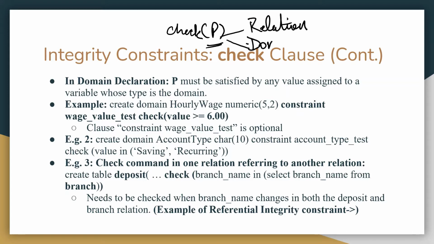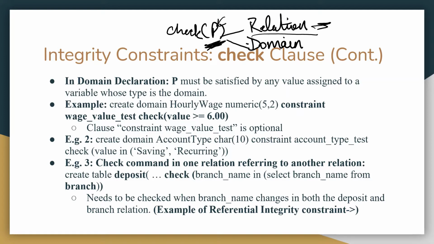How we use it for a relation, we already discussed that. And in case of a relation, if there is a condition P here, then it should be satisfied by all the tuples of that relation. Essentially, the condition can target a particular attribute or a group of attributes, right? So it is not necessary that all the attributes are put into this condition, but the condition should be satisfied by all the tuples of that relation. Now let's see how we can use the check clause in case of a domain declaration.